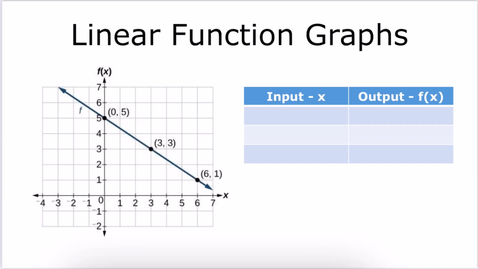So in this particular linear function, this point right here represents an input of 0 and an output of 5. This point right here represents an input of 3 and an output of 3. And this point right here represents an input of 6 and an output of 1.